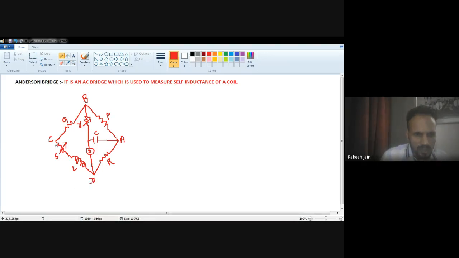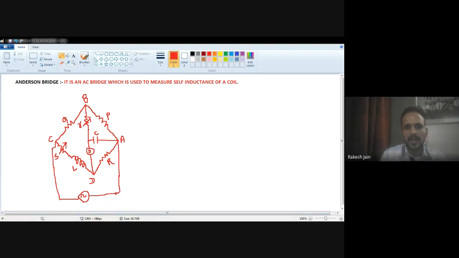And a power supply is also connected. So I just connect the power supply over here. Because this is an AC bridge, the power supply should be an AC source. So an AC source is also connected.